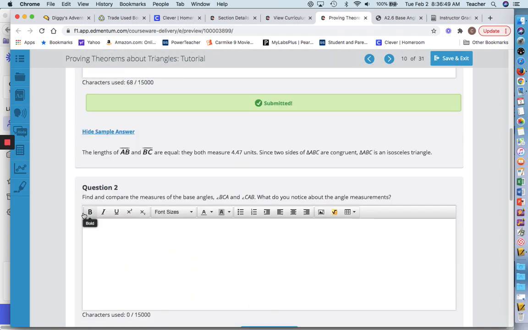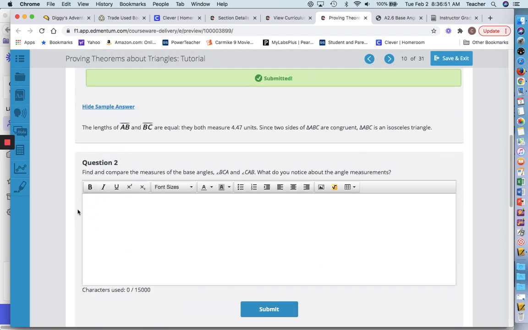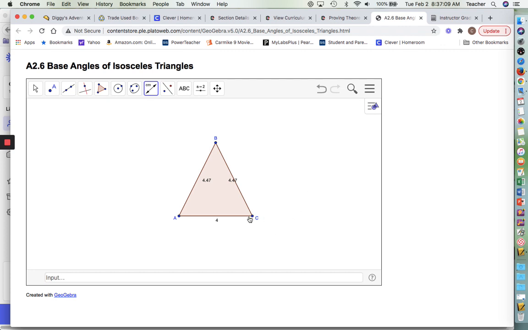All right. Question number 2. Find and compare the measures of the base angles. Well, I've already told you just a minute ago the base angles are going to be equal to each other. So remember, it's the letter in the middle, so I'm looking for angle C, because that's the letter in the middle right there. And angle A, that's the letter in the middle. So I'm looking for these two angles, angle C and angle A.